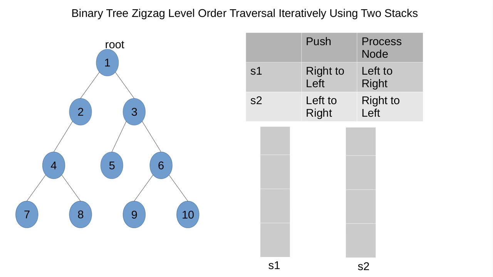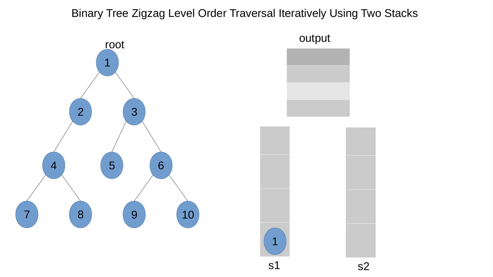Initially, we add the root node to stack S1. And now we shall begin the zigzag level order traversal. Stack S1 is not empty, so we pop the node from stack S1 and assign it to a node called current. So we process the node current first, and now we shall add the children of node current to stack S2. Like I said before, in stack S2, we push the nodes from left to right. So current.left, node 2, is pushed first, and then current.right, node 3, is pushed next. So this ends the processing of level 0.